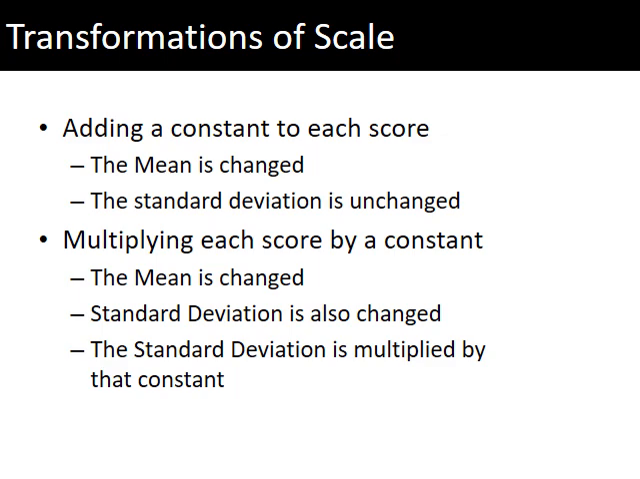Now, if you multiply each score by a constant, the mean is changed, and the standard deviation is changed. It's also multiplied by that constant. For example, if you were converting from minutes to seconds, say, in which you'd multiply everything by 60.